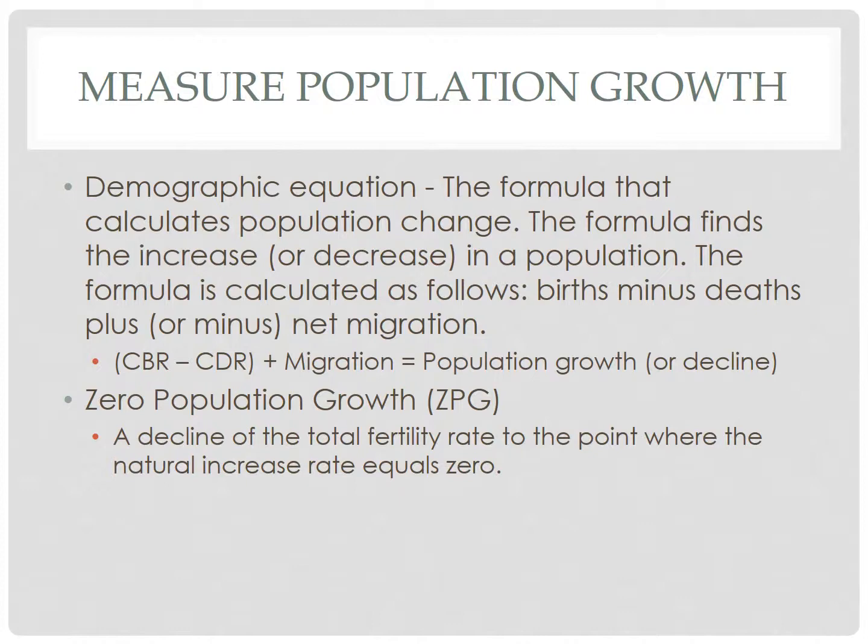And then there is a term that we need to be familiar with. It is called zero population growth, ZPG. And this is defined as the decline of the total fertility rate to the point where the natural increase rate equals zero. It does not mean that the TFR is zero, because that means that no women are having kids, people are still dying. That would be population decline. This is the point where natural increase rate is zero. So the number of births is canceled out by the number of deaths. We'll talk about that a little bit later.